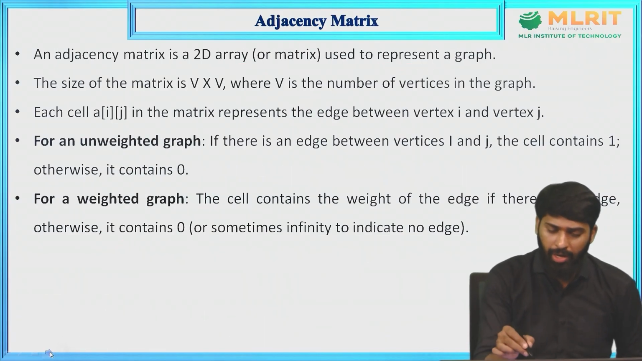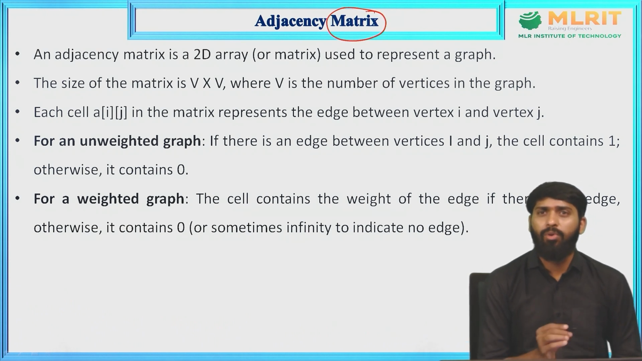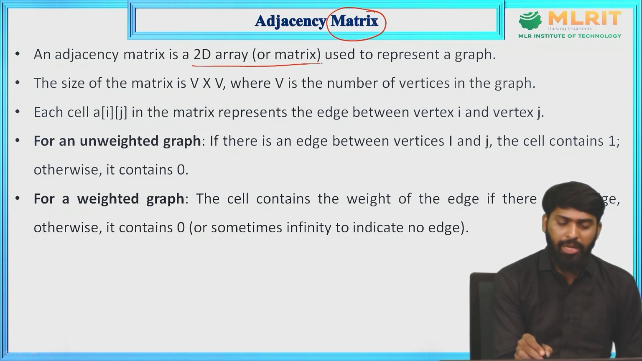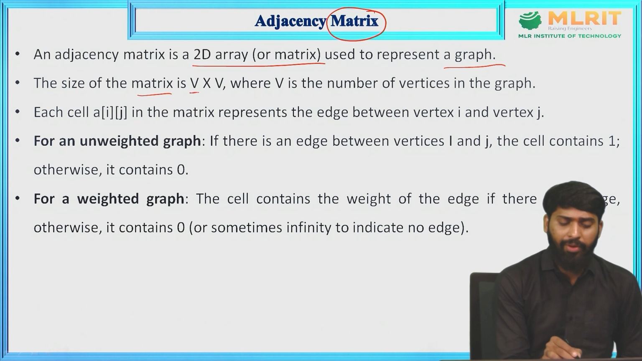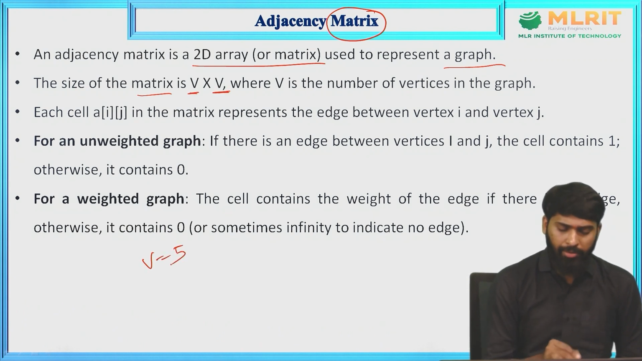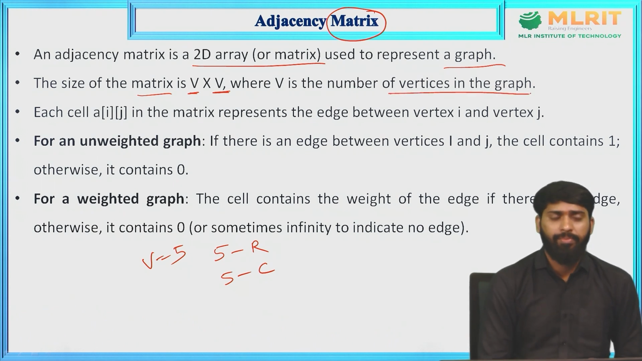I hope you all know what a matrix is. If you represent the data row wise and column wise, we call that a matrix. Now an adjacency matrix is a 2D array, a two-dimensional array, used to represent a graph. The size of the matrix is V into V, V cross V. For example, if the vertices are 5, what is the size? 5 rows and 5 columns, so 5 into 5, where V is the number of vertices in the graph.